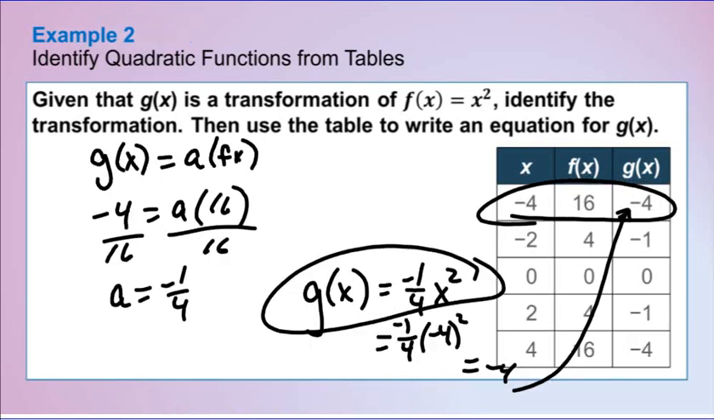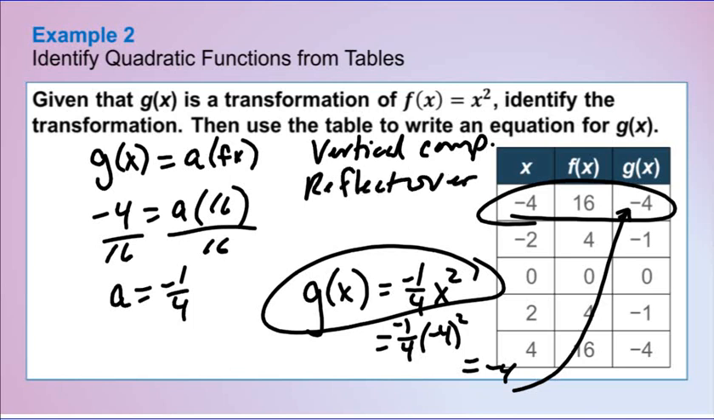And going back to the previous one here, we didn't do the transformation. This one would also be vertical, but this would be a compression. And there's a reflection over the x-axis. So those are problems for equations of transformations of quadratic functions.